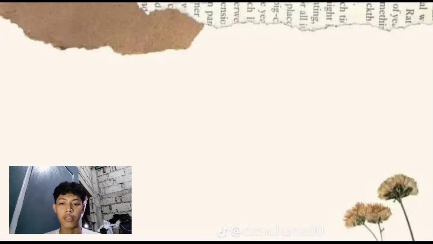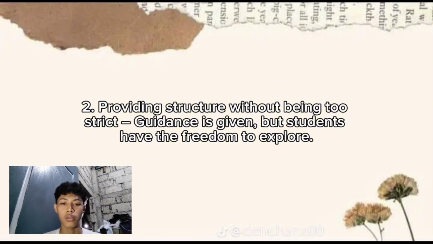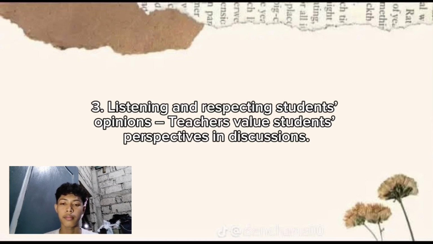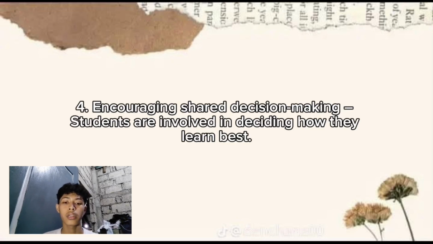The second one, providing structure without being too strict. Guidance is given, but students have the freedom to explore. The third one, listening and respecting students' opinions. Teachers value students' perspectives and discussions. And number four, encouraging shared decision making. Students are involved in deciding how they learn best.